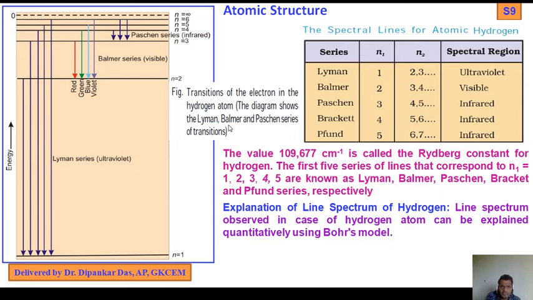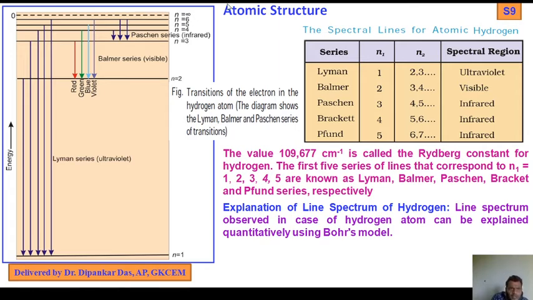The diagram shows the Lyman, Balmer, Paschen series of transitions. So transitions from N2 to N1, N3 to N1, N4 to N1, N5 to N1, N6 to N1. So this is the Lyman series, the ultraviolet series. For the Lyman series, N1 equals 1, N2 equals 2, 3, 4, 5, and so on, and we get what type of series? Ultraviolet series.